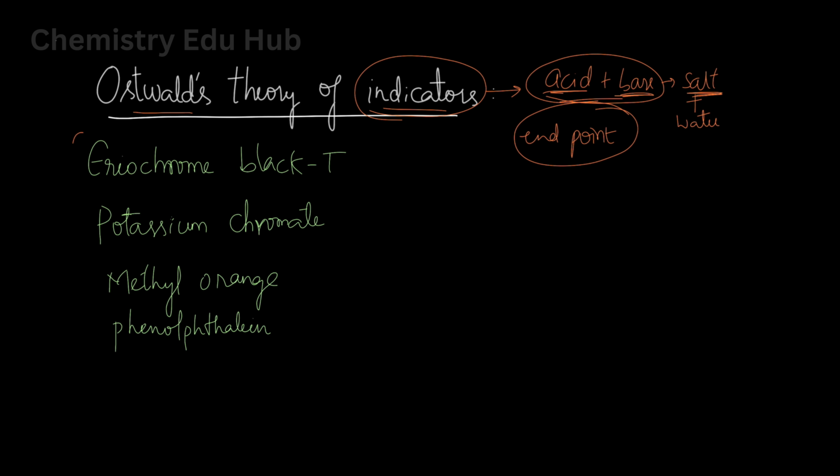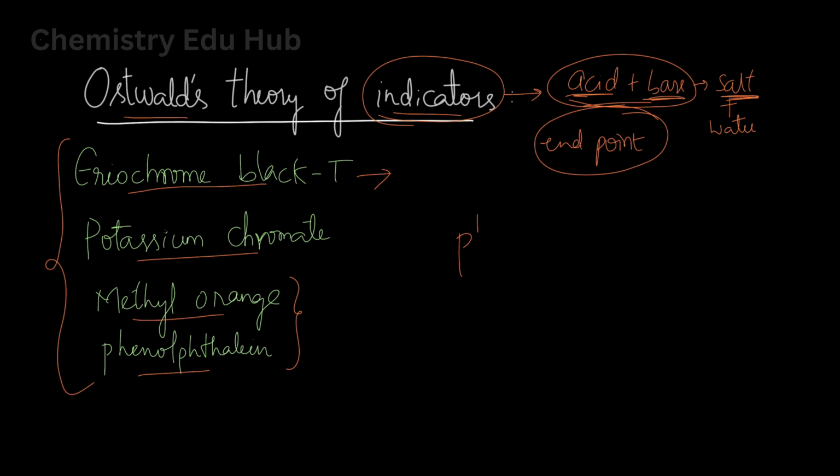The most common indicators that we use are these four. Eriochrome Black T is mainly used in finding the hardness of water. Potassium chromate is used in the estimation of chloride content. Methyl orange and phenolphthalein are most commonly used in acid-base titrations. Based on the change in pH from acid to base, these indicators change their colors, and based on the color change we are able to find out the end point exactly by using various indicators.